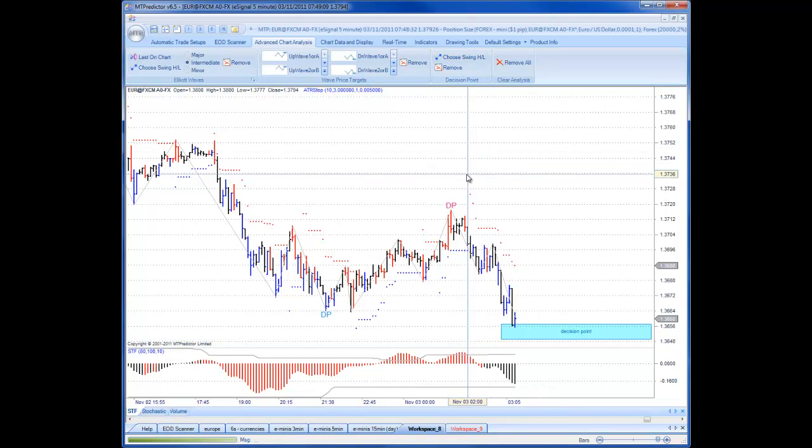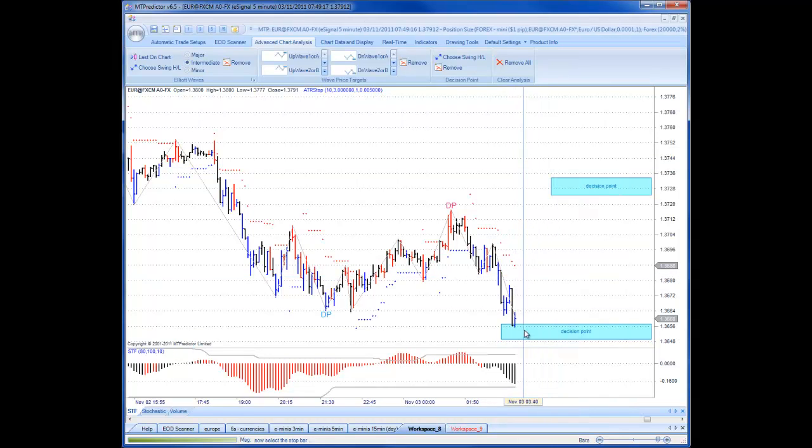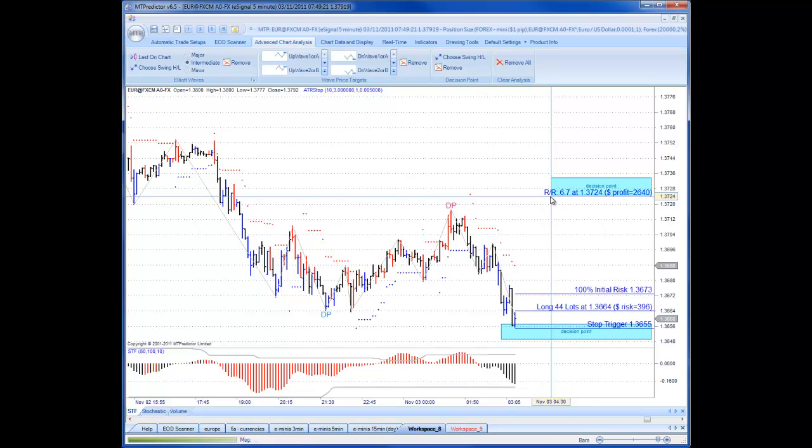The potential target is the DP off the prior high, which is up here. So let's put the risk reward on. Again, this is dead easy, a couple of clicks, 3 clicks, and therefore the risk reward is a potential 6.7R profit at that level. In other words, a 6.7R trade.